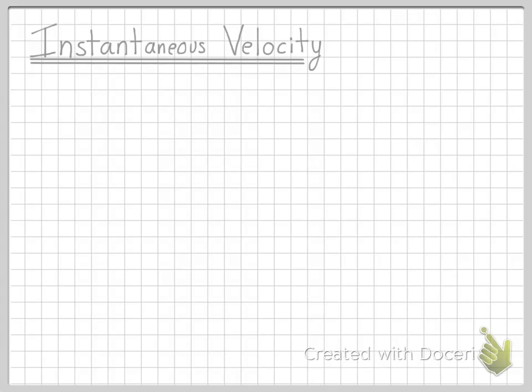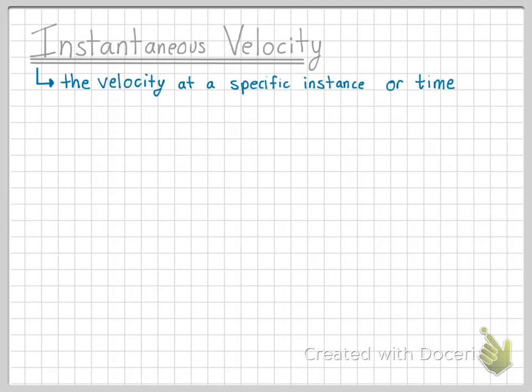This video covers the idea of instantaneous velocity. Instantaneous velocity is the velocity at a very specific moment in time. Previously, we have only discussed average velocity, which is the velocity over a large period of time.